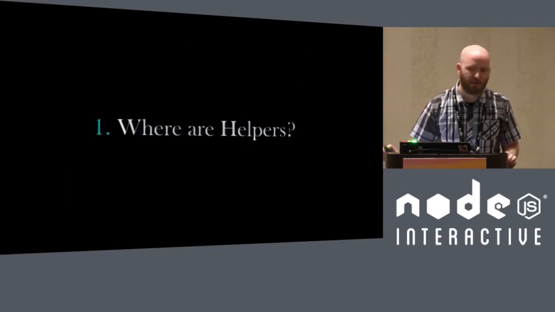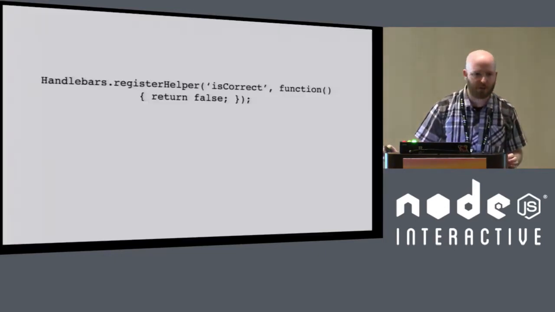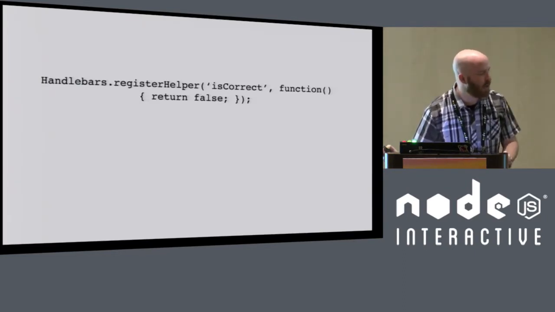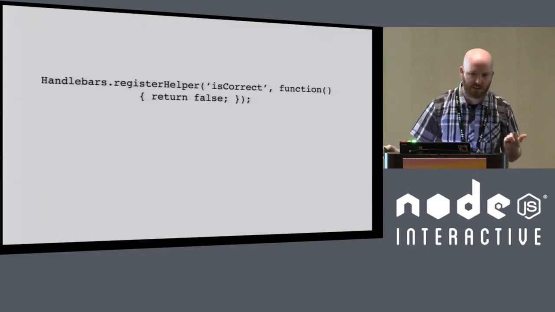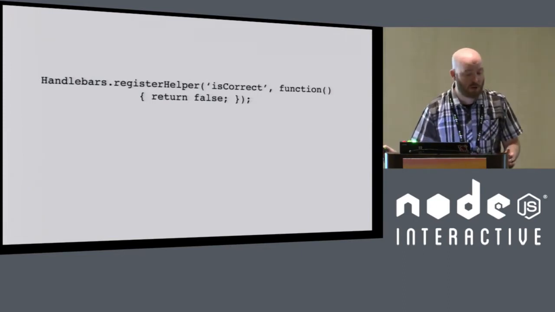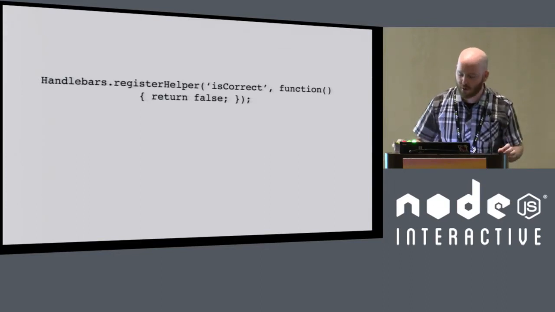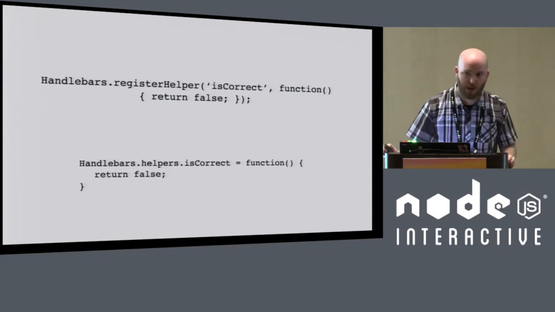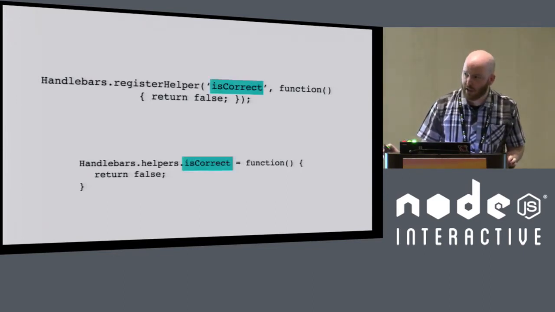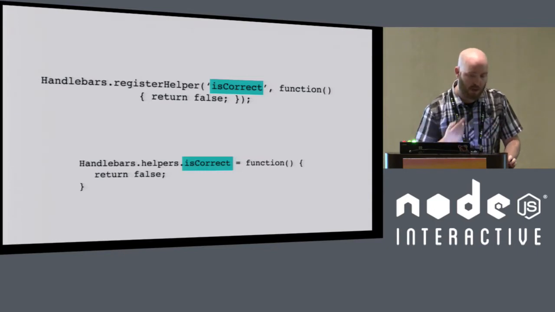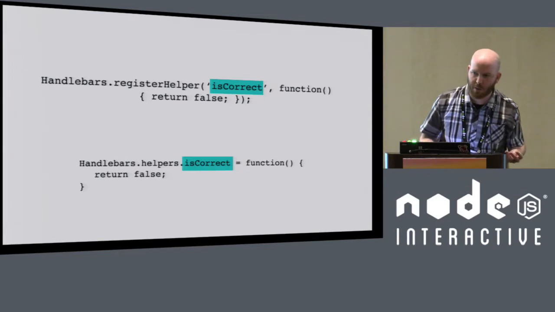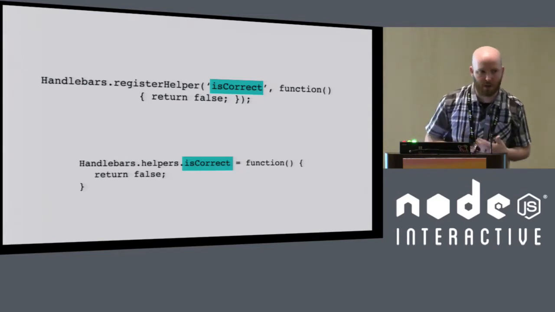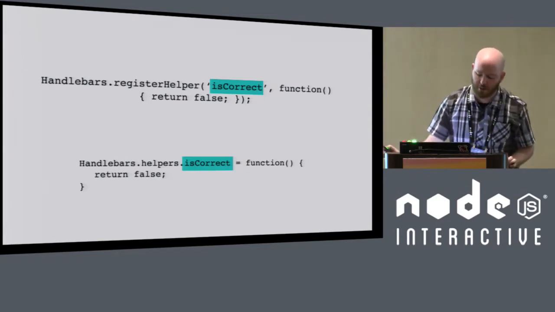So helpers. This is one of the first questions I had. In Handlebars, you have the register helper API function, and you pass the name of a helper, and then you pass some function, and then you can use it in your templates. So my question was, where do these helpers go once they've been registered? Handlebars has a global helpers property hash that stores the helpers. The name that you give it is the property on there. So if you ever register a helper and it doesn't seem to be working, you can go check and make sure it actually exists, which is nice to know.